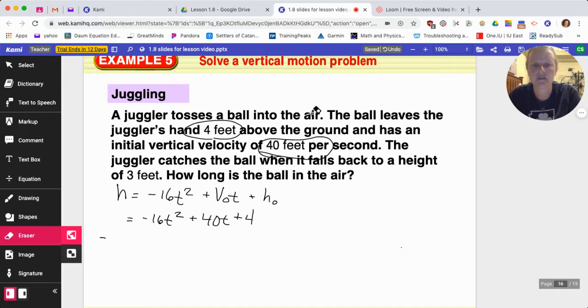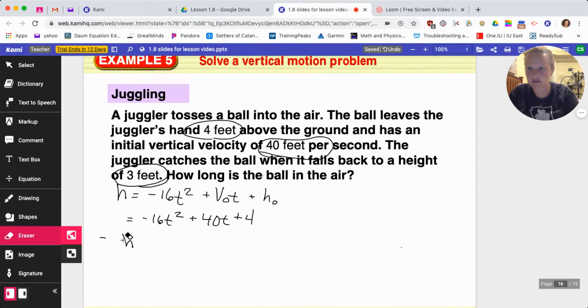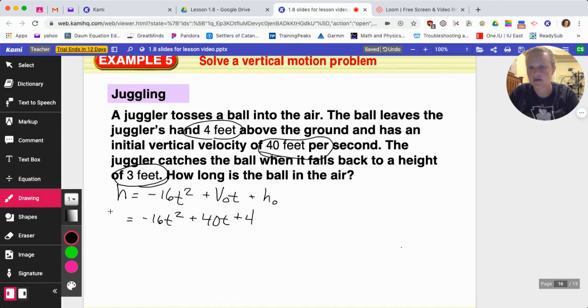So a juggler tosses a ball, the ball leaves the juggler's hand 4 feet, has an initial vertical velocity. Okay, I did not take into account this. So my H, sorry, this actually, here I've got 3. So if I solve this for 0, I have negative 16t squared plus 40t plus 1. That makes a huge difference.